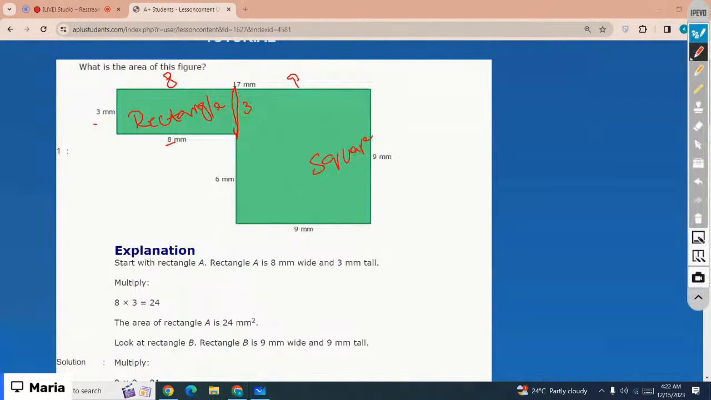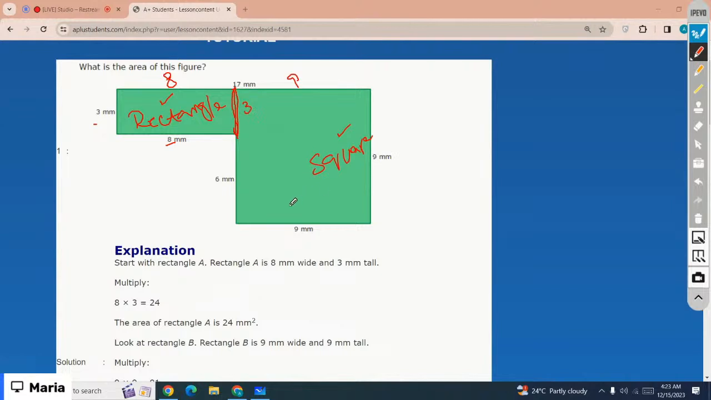Whenever we have a complex figure, we have to divide it into small figures, right? Then calculate the area of the small figures, and at the last, add them to calculate the area of the complete figure. Like I just made a line and divided it into two figures. One of them is a rectangle and one of them is a square, right? Now calculate the areas of the rectangle and square, and then add them.